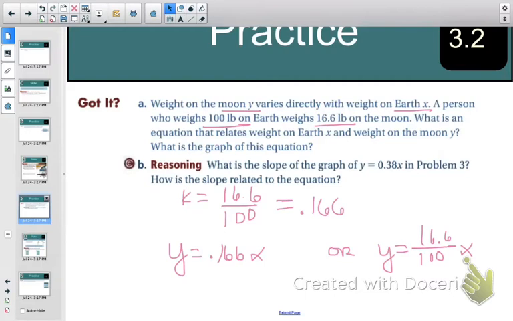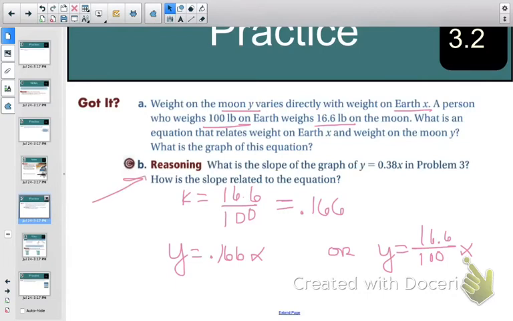So our equation should be y equals 0.166x, because we have 16.6 over 100, or you can leave it as a fraction like that if you want. We usually don't like to write decimals and fractions combined though, but it's fine. So either of those equations work, and then again the graph should be a straight line going through the origin, so I'm not going to graph that again.